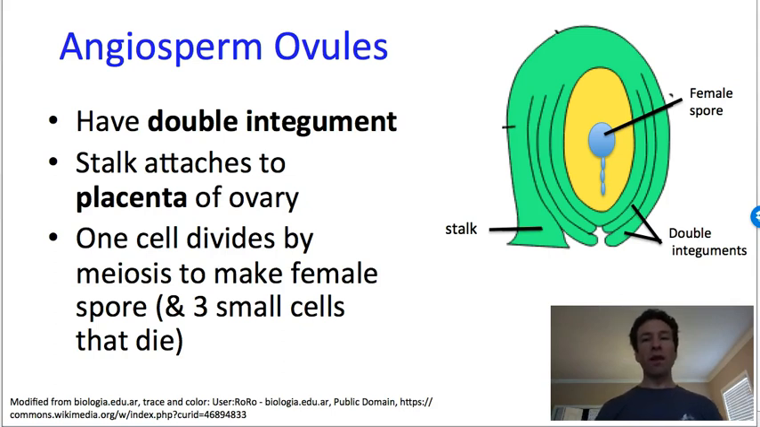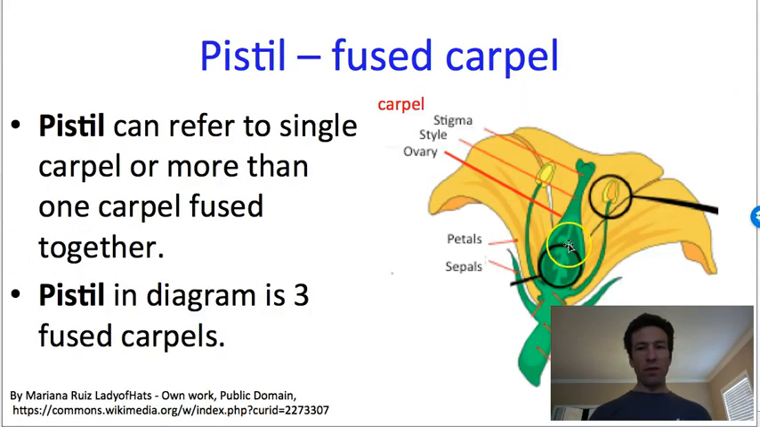We're going to move on then from the structure of a flower to the development of the ovules that are inside the flower. Remember that the ovules form in the ovary. And here you can see there's one ovary, but it has, in this picture, about 6 different ovules that are visible. So we can have more than one ovule per ovary.